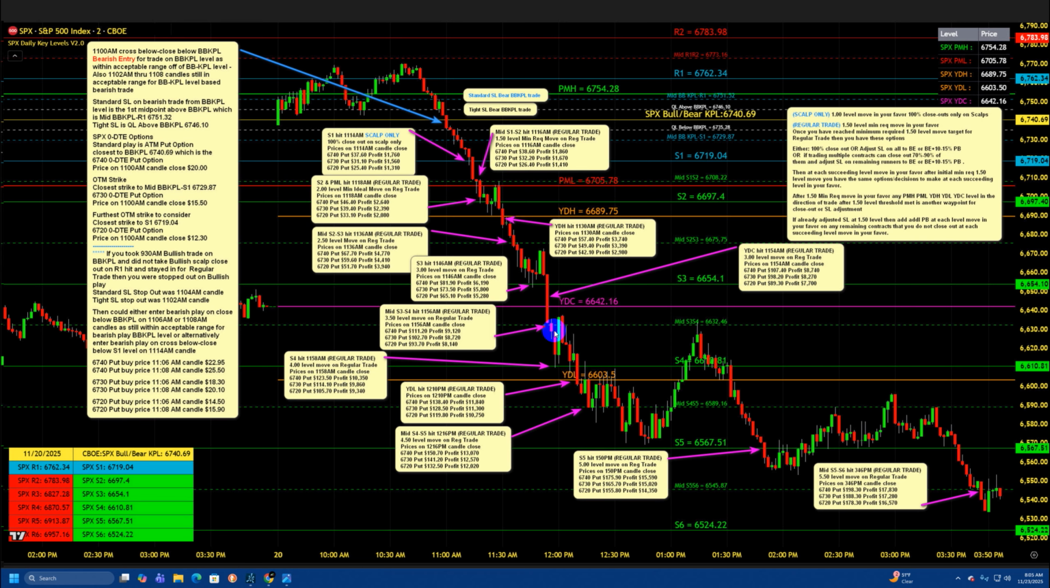Now here on this candle, we have the mid S3, S4 hit. That's now a 3.5 level move in your favor on this regular trade. Prices on the 11:56 a.m. candle close, as you can see, are more in your favor here versus just doing the touch of the level.